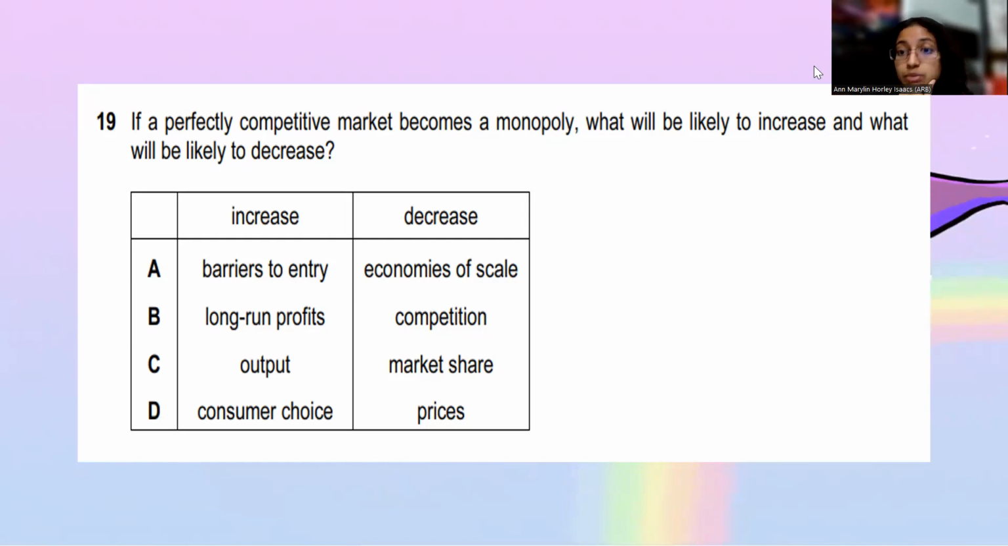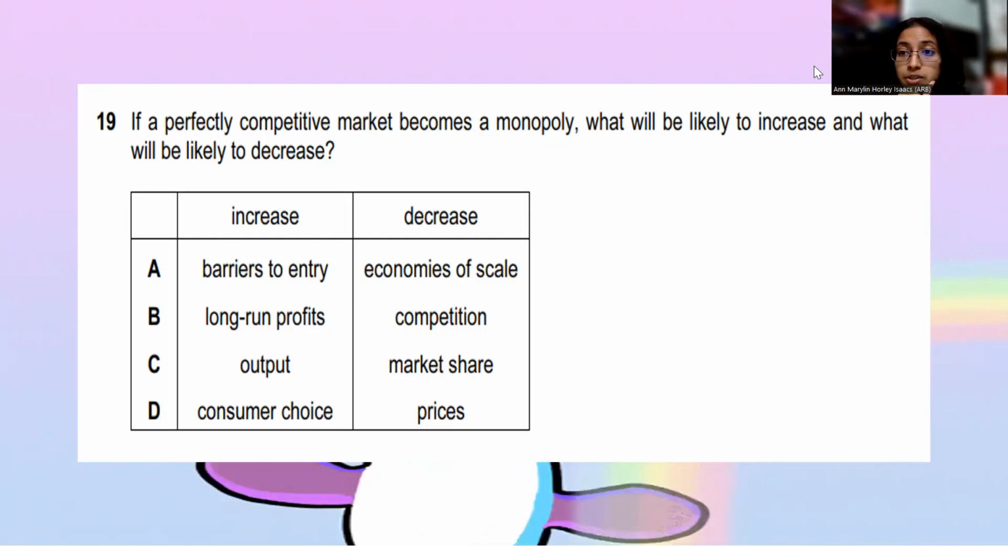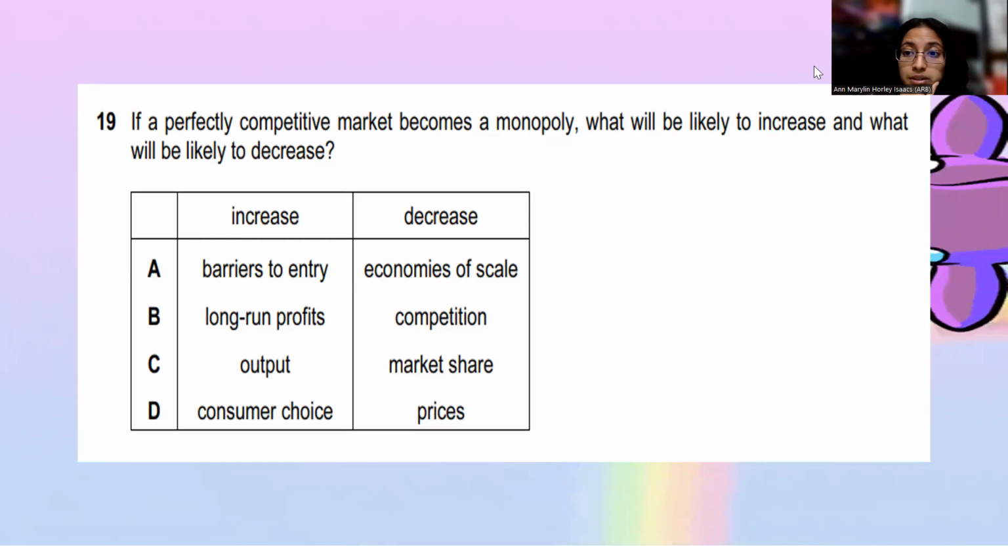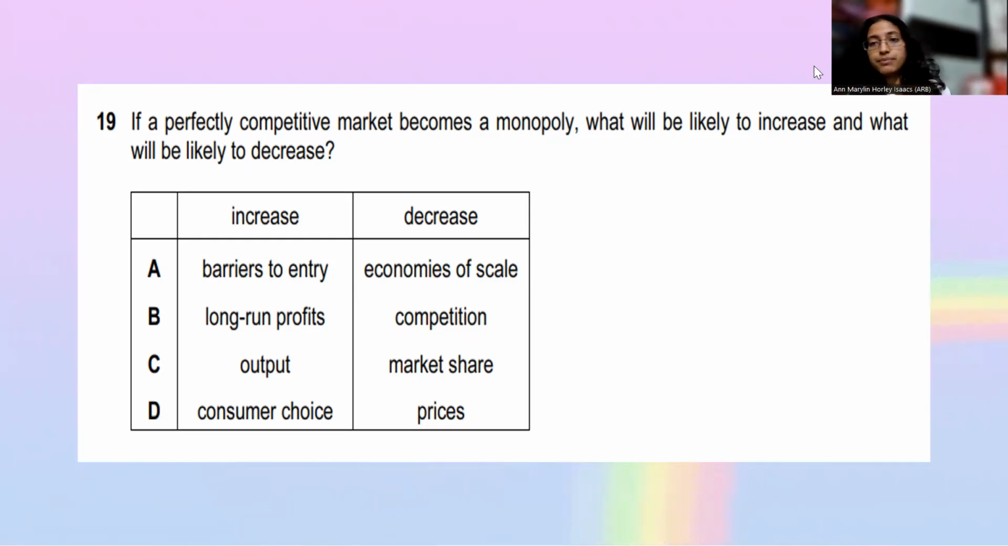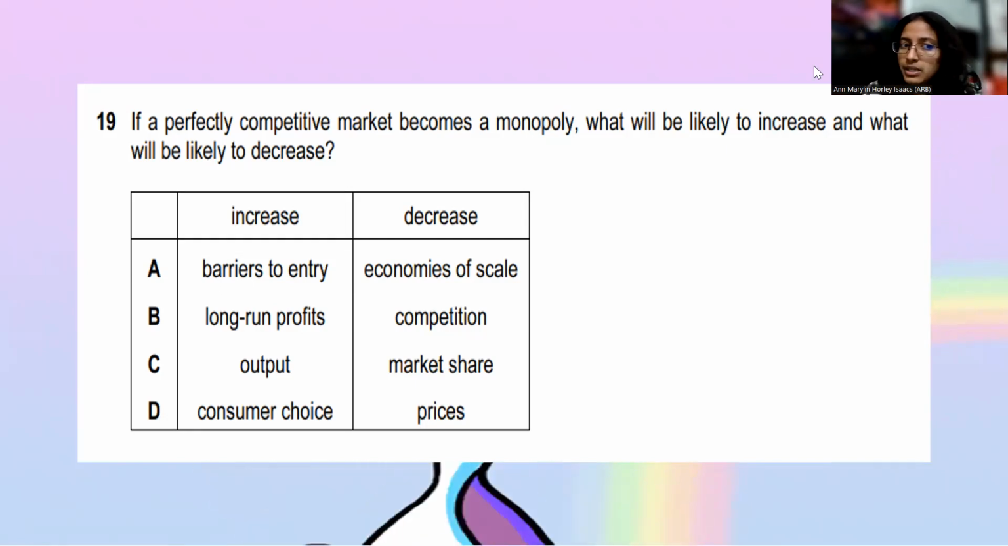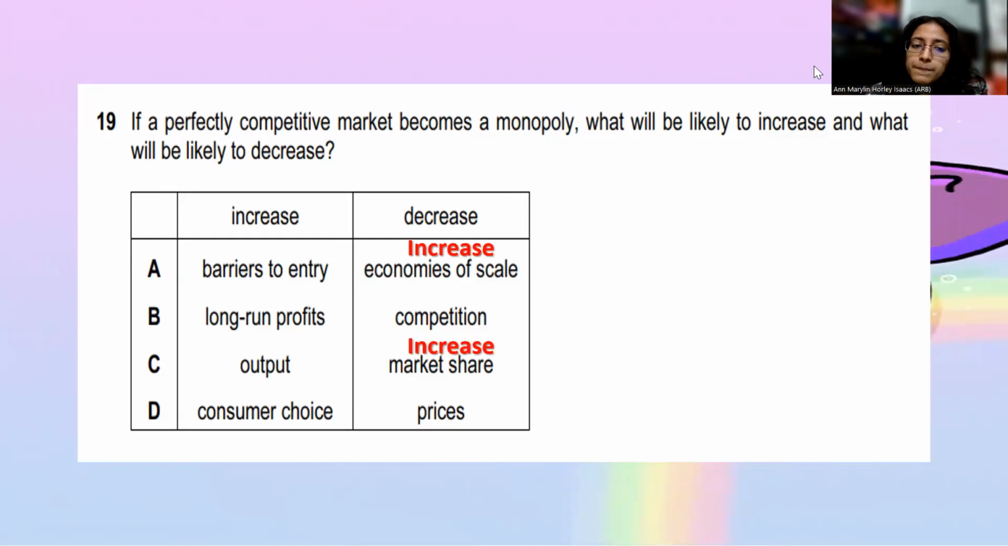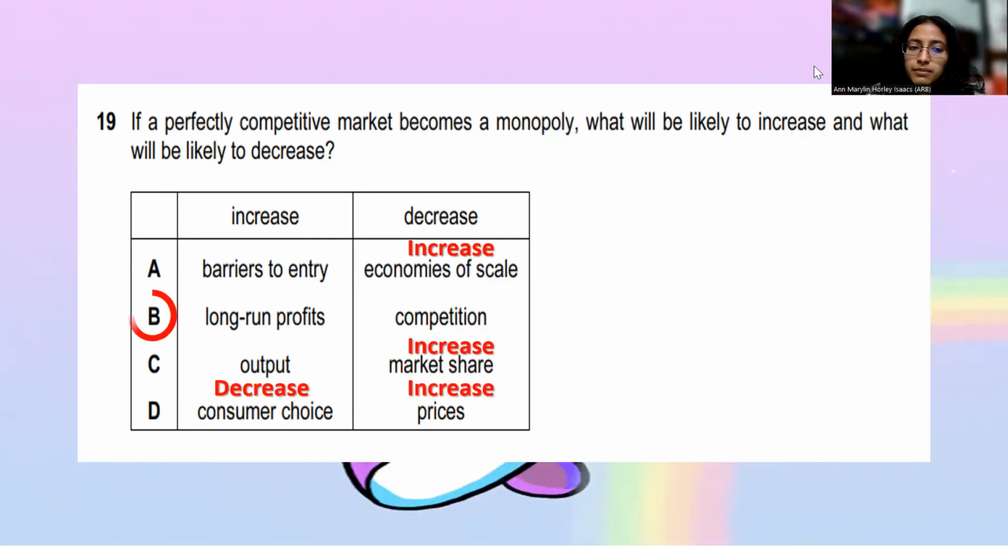Prices would increase, though, because you're the monopoly. They don't have anyone else they can buy from. So they can only buy from you. Right? So you would be brave enough to charge them anything that you wish to. Okay. So with that, B, beta.